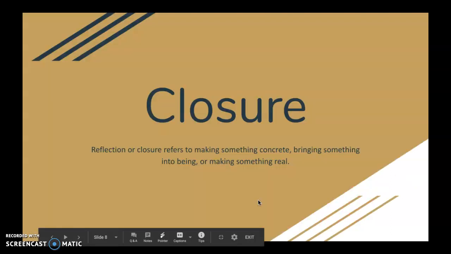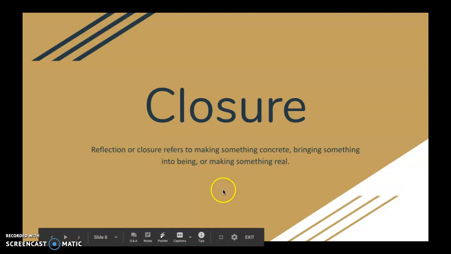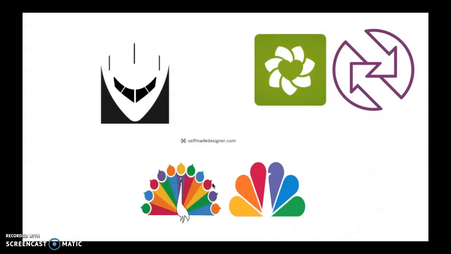Alright, and lastly we have closure. So closure refers to making something concrete, bringing something into being, or making something real. So, like in this image, you see we've got three lines and then these shapes here and this one here, but it's all creating the front of an airplane.